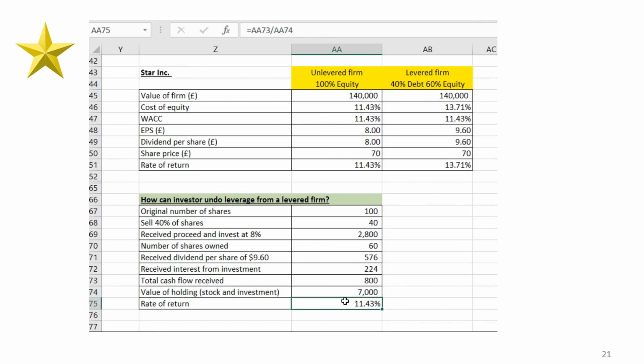The rate of return enjoyed by the investor is the net cash flow received divided by the value of his holding. Take note that the investor has converted the expected rate of return of a levered firm of 13.71% to 11.43%, which is the rate of return of an unlevered firm. Unlevered firm has lower return due to lower risk.